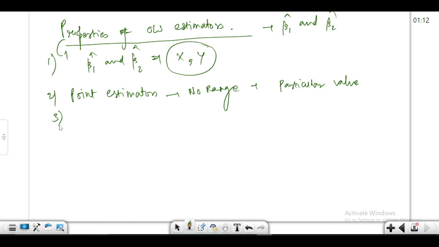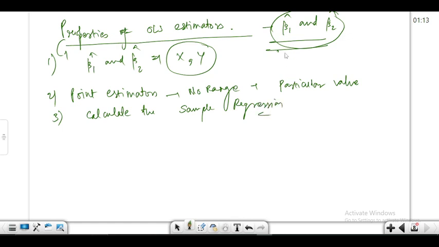Once we have the OLS estimates, the sample regression line can be calculated. So once I get these values, I can easily calculate the sample regression line. Because now I know the intercept, now I know your slope coefficient, and I already know the values of x and y, so I can easily compute this regression line.